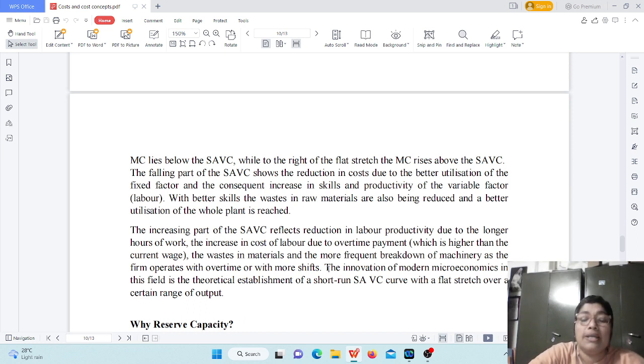Okay, in the AFC we have seen how, whenever there is an absolute limit, it can cross. That means the average fixed cost curve will shift. In the same way, the SAVC also will start increasing. So the innovation of modern microeconomics in this field is the theoretical establishment of the short-run SAVC with a flat stretch over a certain range of output.